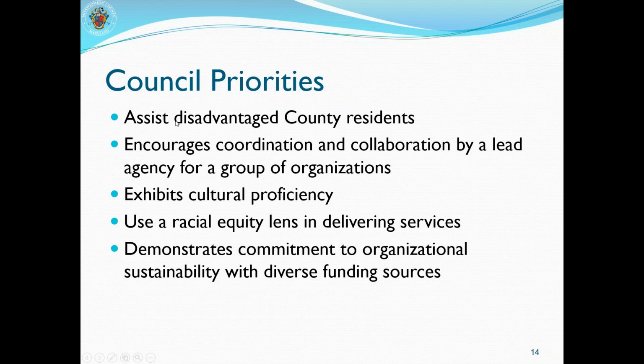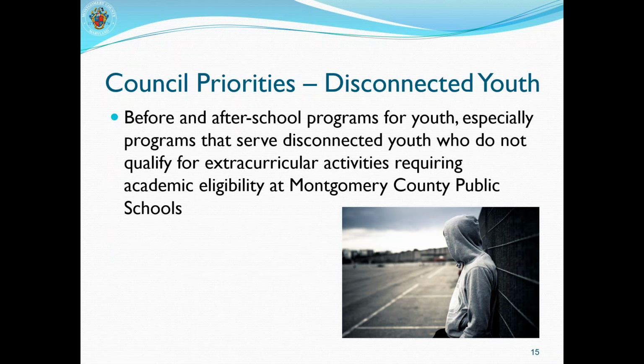That's the overall priority. Specific priorities that we'll be looking at this year, there are 4. The first one is disconnected youth. We are looking specifically for before and after school programs for youth, especially those that do not qualify for extracurricular activities that require a 2.0 at Montgomery County Public Schools. We are looking specifically for programs that address the youth that do not participate in extracurricular activities, and this is our definition of disconnected youth for this grant cycle.